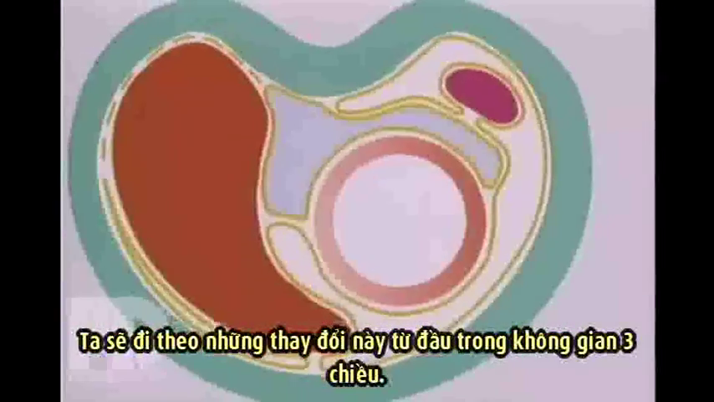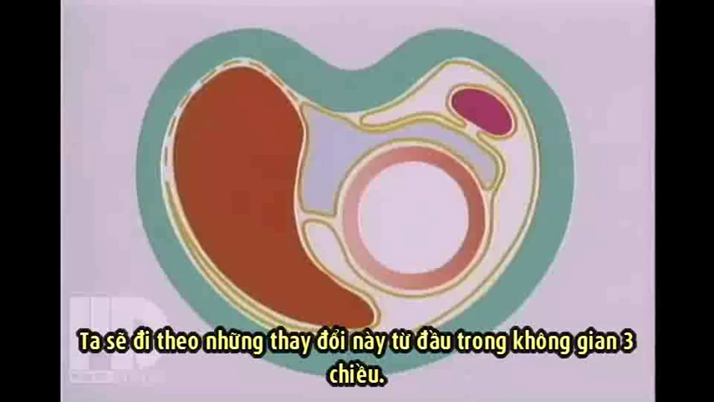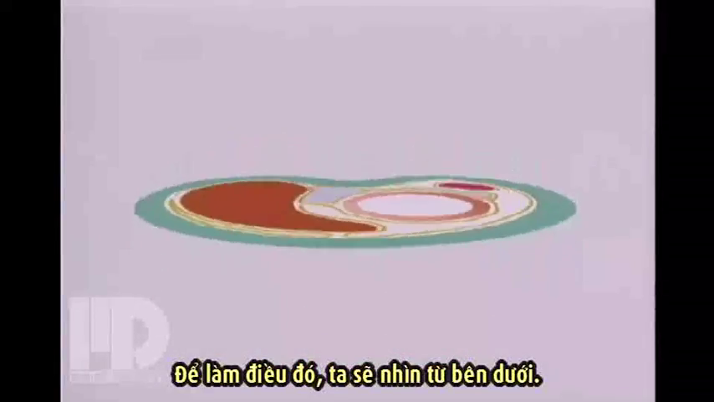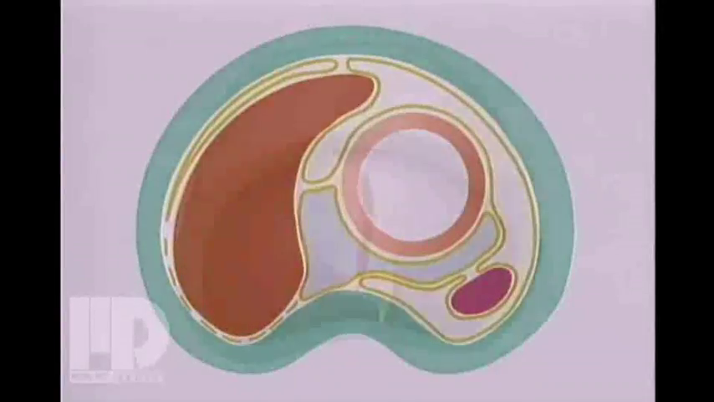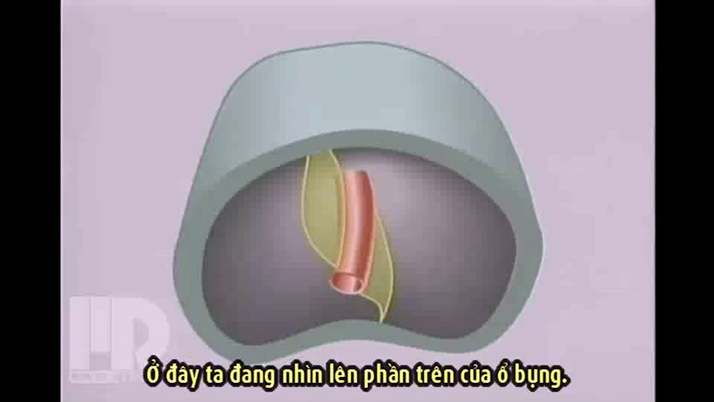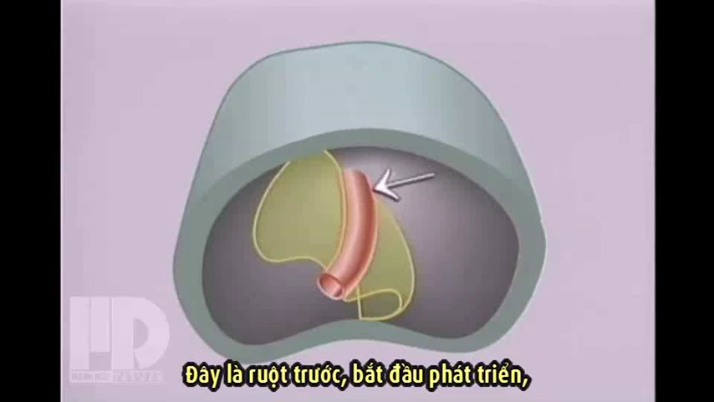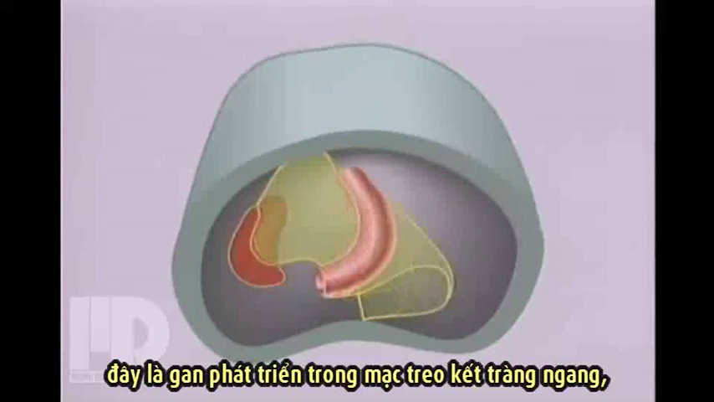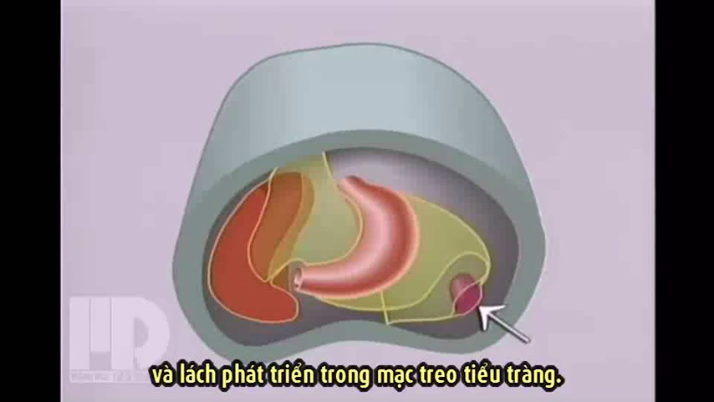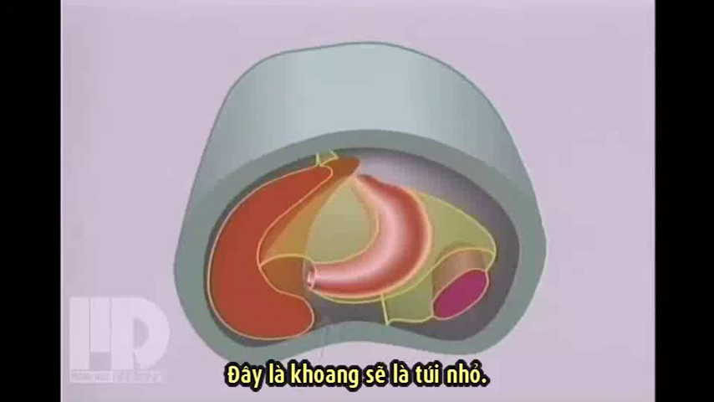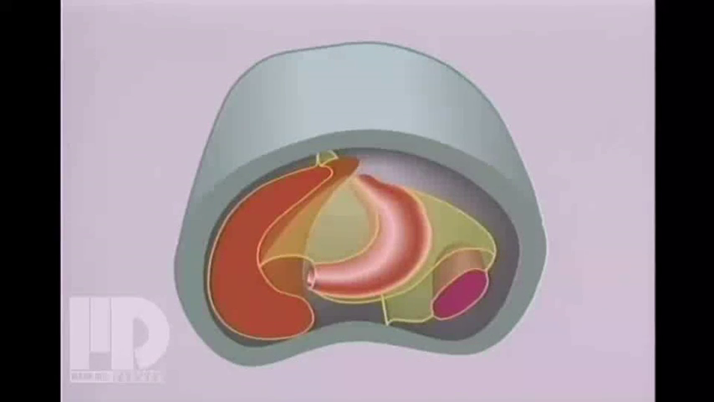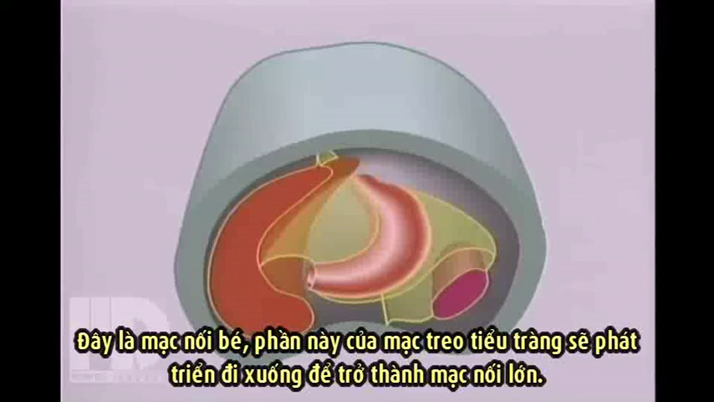We'll follow these changes from the start in a more three-dimensional way. To do that, we'll go to a view from below. Here we're looking up into the upper part of the abdominal cavity. This is the diaphragm. Here's the foregut starting to develop. Here's the liver developing in the ventral mesogastrium and the spleen developing in the dorsal mesogastrium. Here's the space that will be the lesser sac. This is the lesser omentum. This part of the dorsal mesogastrium will grow downwards to become the greater omentum.